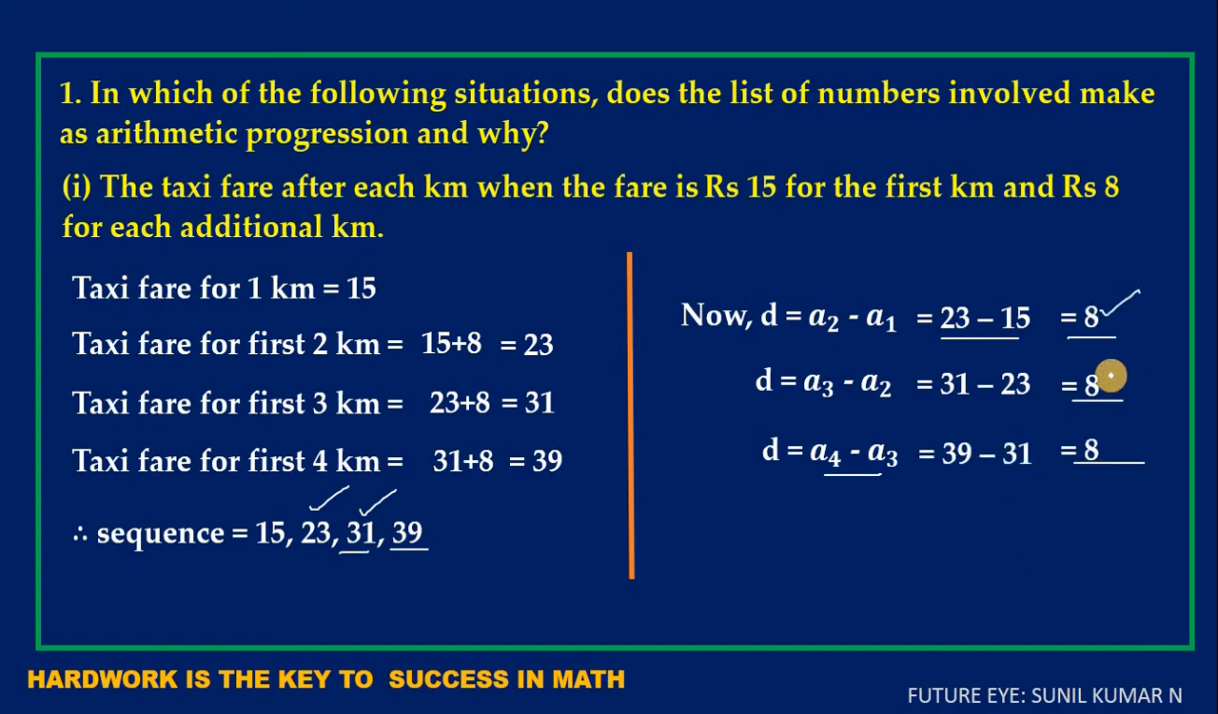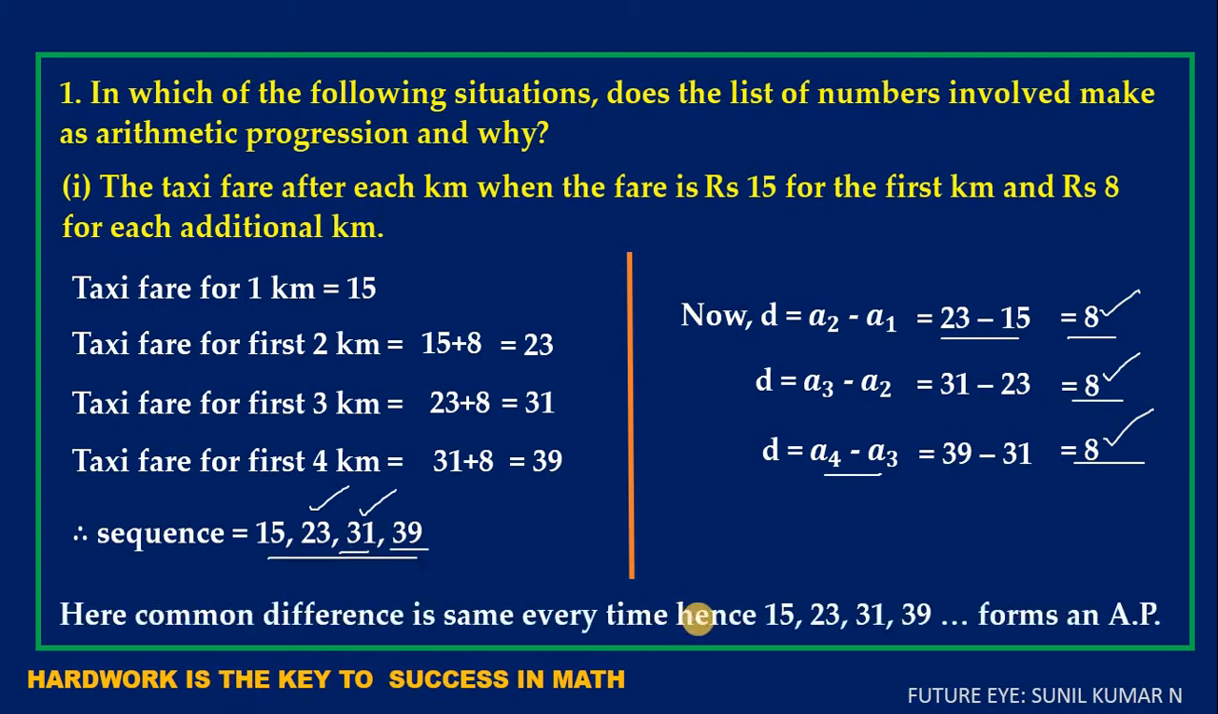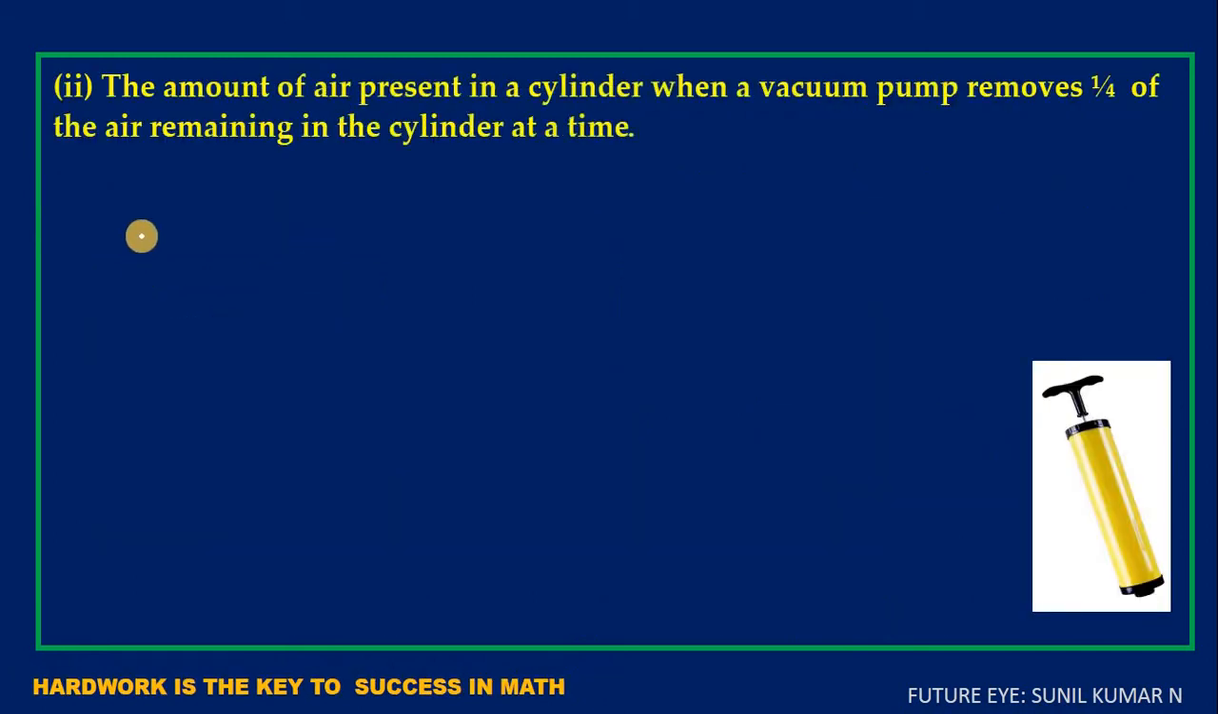Now, here d is constant. When d is constant, we can easily say that all these numbers form an AP. It means this statement forms an arithmetic progression. Next, let us move on to the second problem, children.